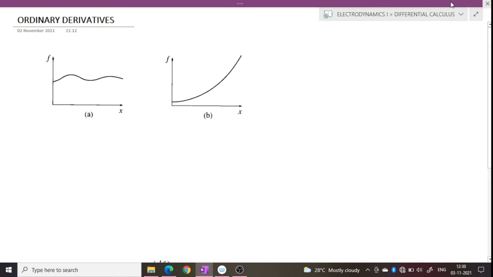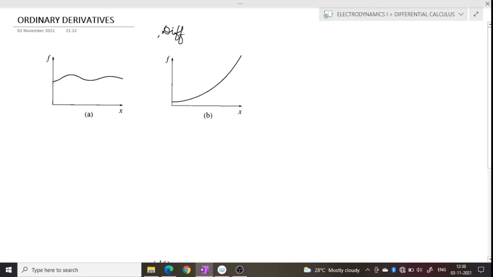Hello students, now we will be studying about differential calculus. Differential calculus. So first we are going to study what is the meaning, or what is the geometrical interpretation, of ordinary derivatives. You know how to define or derive a function.